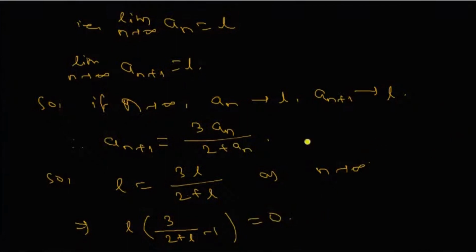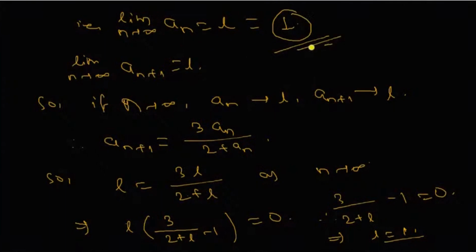Since we have shown that a_n is increasing, the limit as n tends to infinity can never be 0, right? Therefore, the other option must hold, that is, L is equal to 1. Okay.